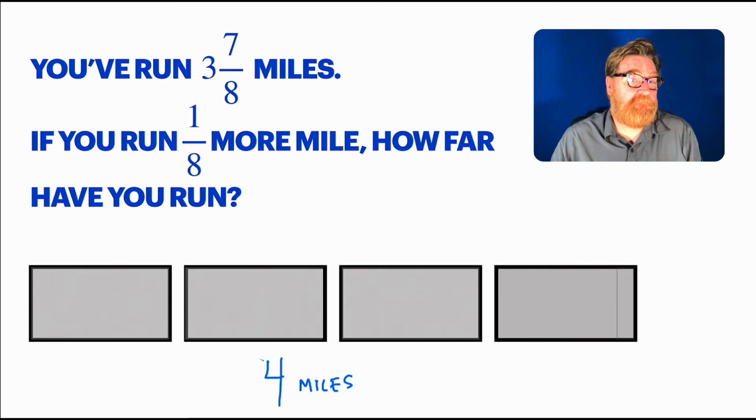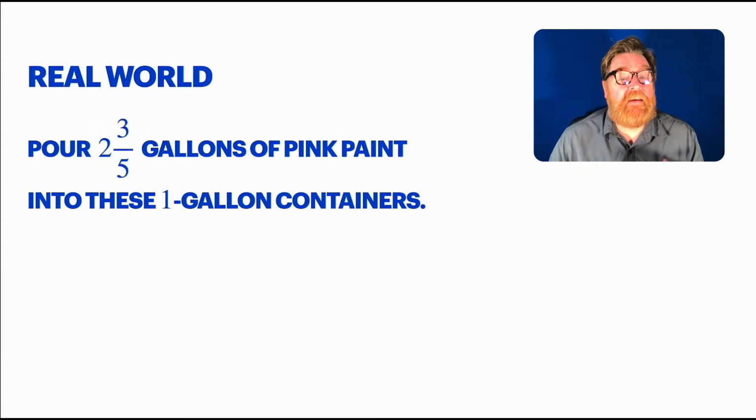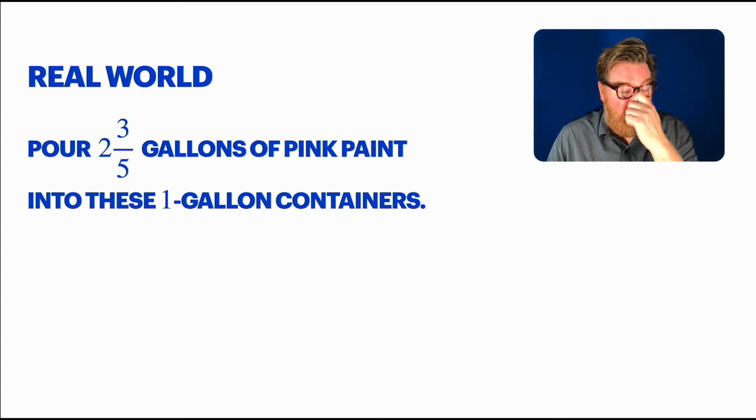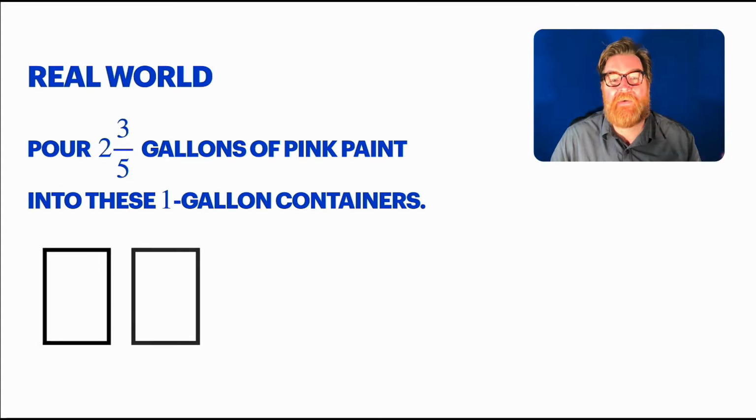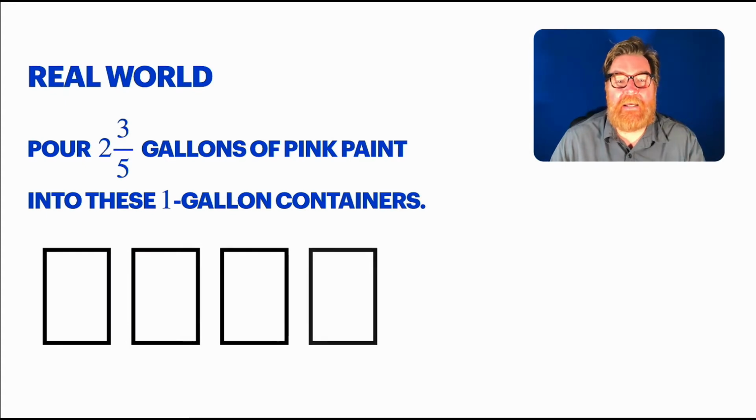Looking good? All right. Just like with fractions, you're going to see mixed numbers all over the place in the real world. Let's say you wanted to pour 2 3/5 gallons of pink paint into these 1-gallon containers. Well, you got some containers laying around in your garage, let's say, and you want to pour.